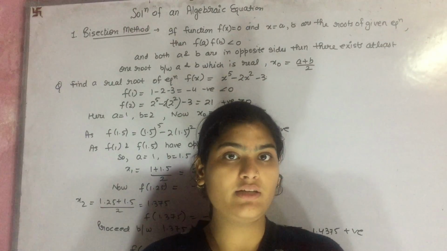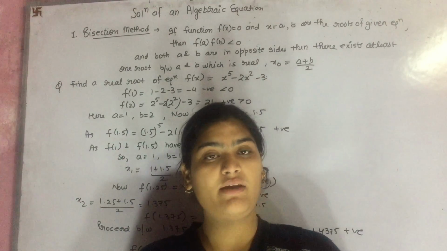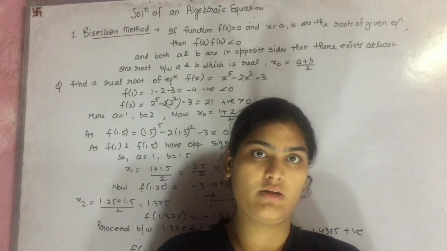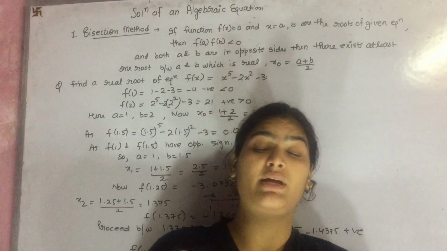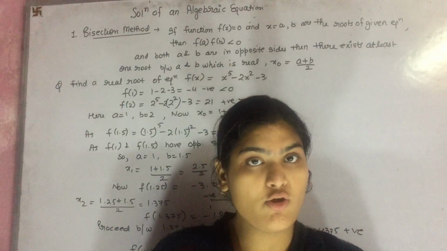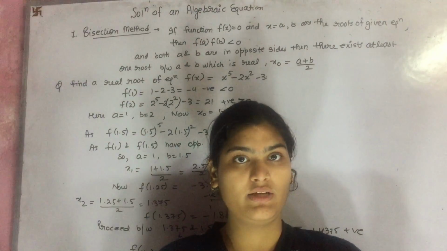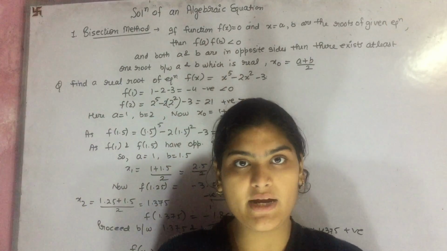In the bisection method, you have to take two values. One has to be positive and one has to be negative. So they should comprise opposite signs. One is positive and one is negative. So your resultant number, for which you have to find the function, is (a plus b) by 2.